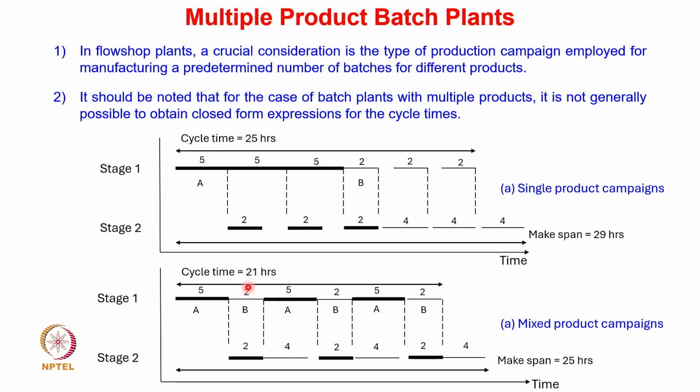You can see that the cycle time is now reduced from 25 to 20 hours, 21 hours. You can calculate the cycle times here also. So 5 plus 2, 5 plus 5, 10 plus 5, 15 plus 6, so that becomes 21. Now in this case the max span will be what? Max span will be again 25 hours.